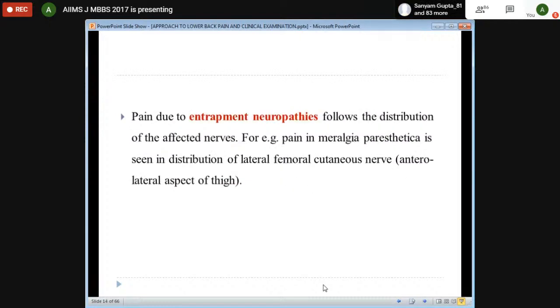Even in the case of entrapment neuropathy, it is a compression of the nerves due to the surrounding structure or any inflammation around the nerves. Like in the lower limb, it is meralgia paresthetica, which is the entrapment neuropathy of the lateral femoral cutaneous nerve of thigh, and it presents as pain and difference in sensation of the anterolateral aspect of the thigh. And in the upper limb, you can find carpal tunnel syndrome, which is again an entrapment neuropathy, the common entrapment neuropathy in the upper limb of the median nerve.